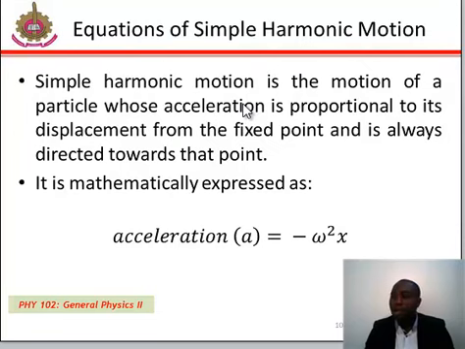A simple harmonic motion is the motion of a particle whose acceleration is proportional to its displacement from the fixed point and is always directed towards that point. Mathematically, acceleration a is calculated as minus omega square x.